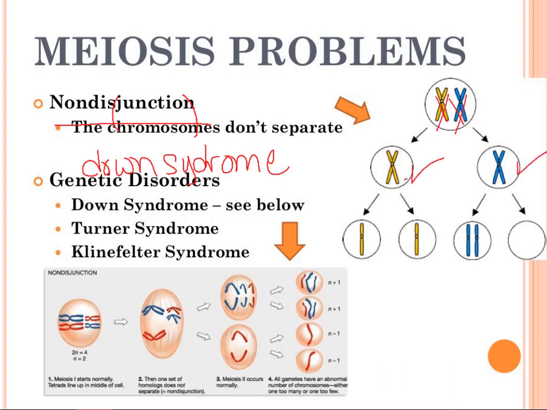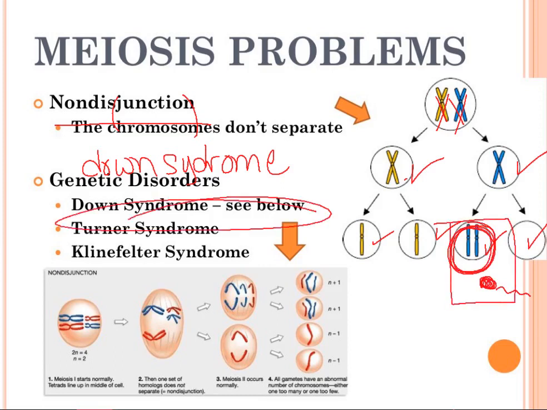But then look at what happened. These ones separated, but this one didn't. So here's how this can happen. Let's say this is the female egg cell. If that has an extra chromosome and it gets fertilized by a sperm cell, then this is how you would get a child that has Down syndrome, okay? Because you have an extra chromosome.